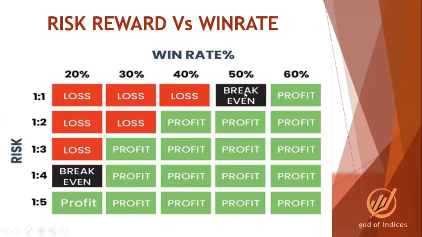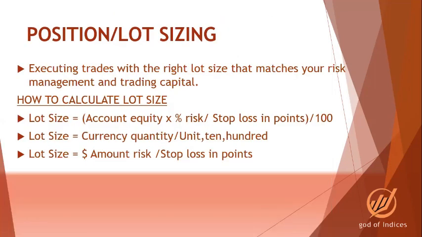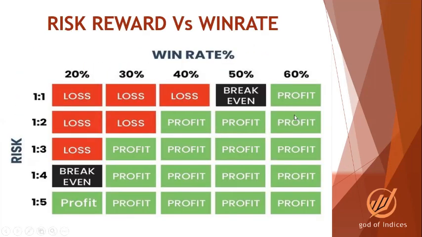Currently, the strategy I've taught you is sitting at a 50% win rate, right? And I'm making money out of it, to show you that. If I was taking 1:1 for every trade, I would just be at break even. I would hardly be making any profit. I would need to move my win rate to 60% before I start seeing profitability.